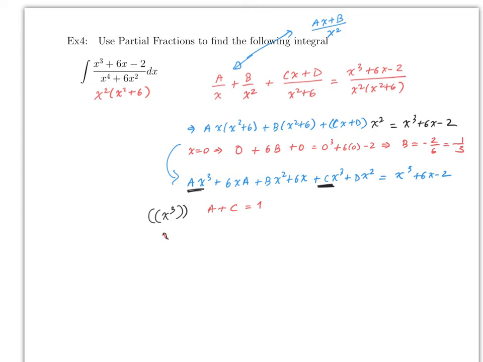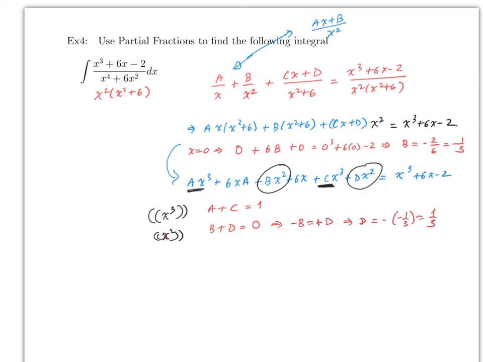Then if you look at the x squared, you have this one and this one. So that means that b plus d has to equal 0, because you notice there is no x squared here. So this means that b has to equal minus d, or the other way around, minus b equals d. So that means that d, since you already know b is minus 1/3, will be equal to 1/3. Okay.